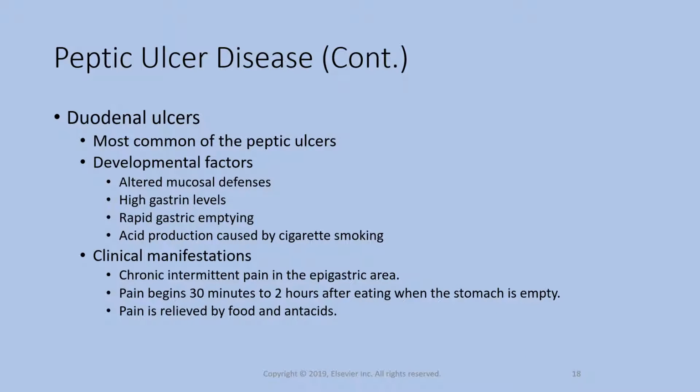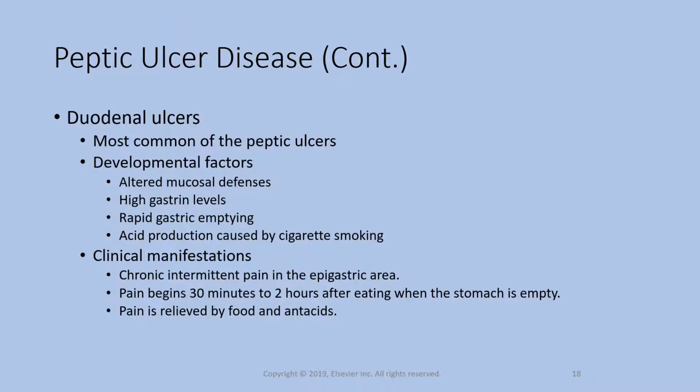Duodenal ulcer is the most common form of peptic ulcers. So this is how you can best not get confused about it. Peptic ulcers can occur anywhere from the esophagus down to the duodenum, but most commonly it's in the duodenum.